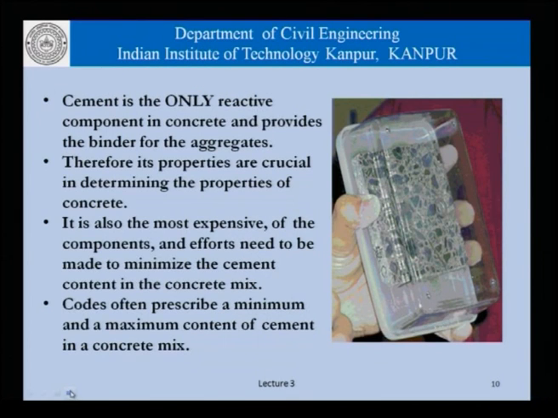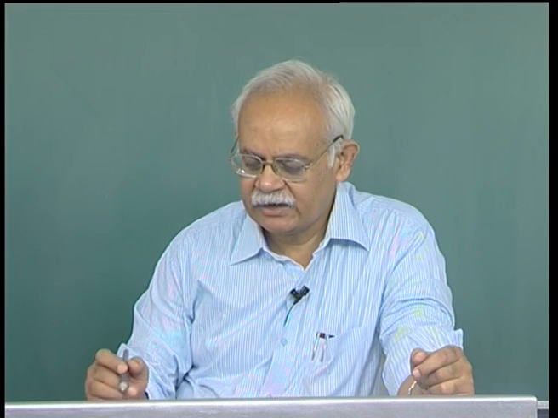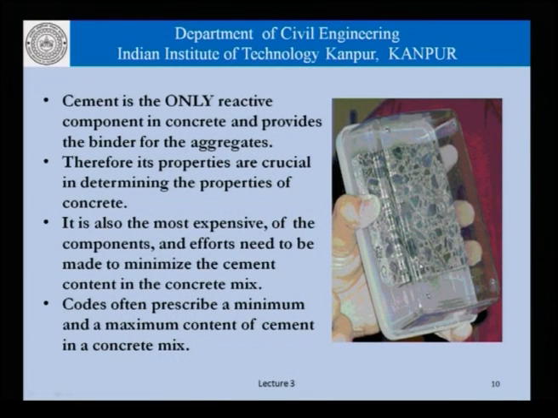We should remember that cement is the only reactive component in concrete and provides the binder for the aggregates, as can be once again seen in this picture here. Therefore, the properties of cement are crucial in determining the properties of concrete. In other words, if we want concrete to have certain properties, we need to make sure that the cement has certain properties.